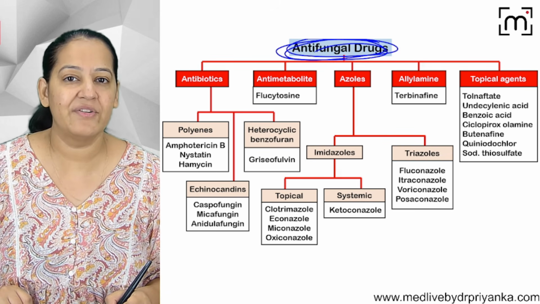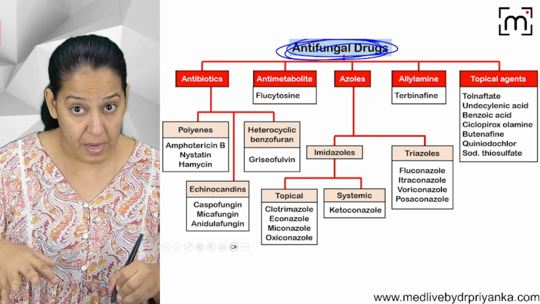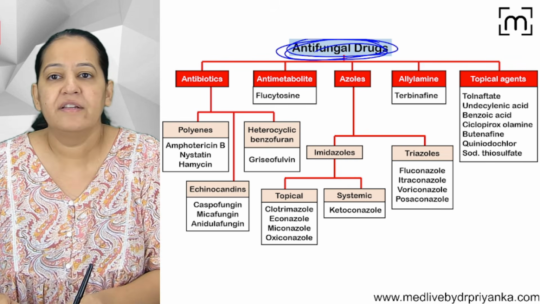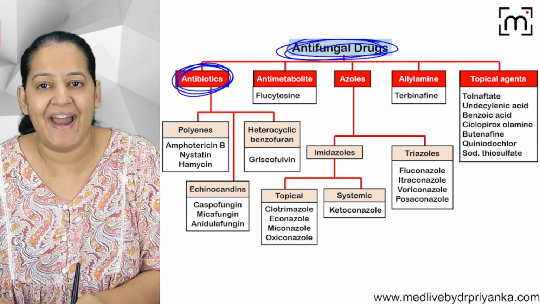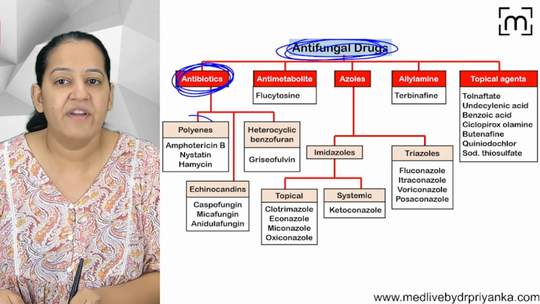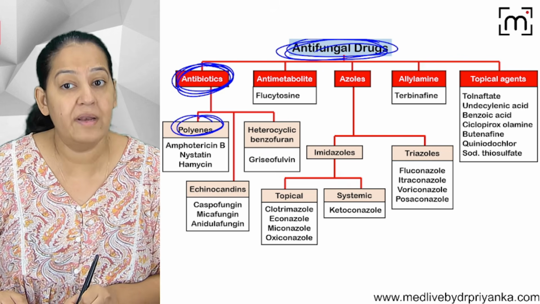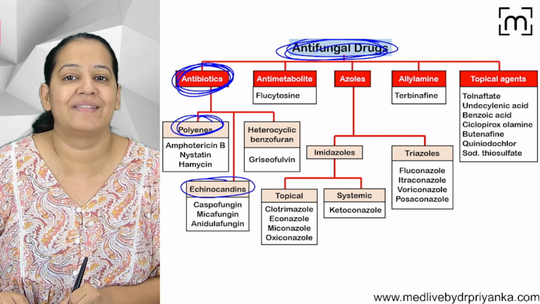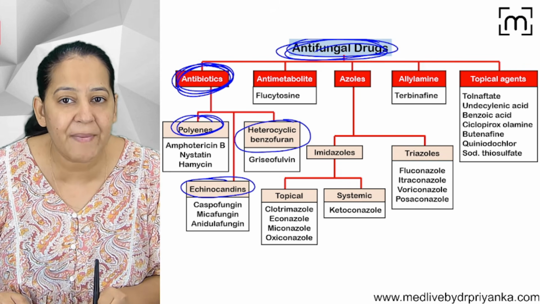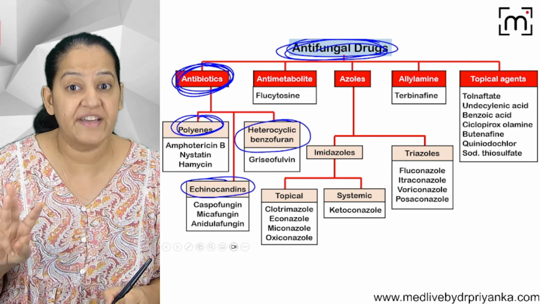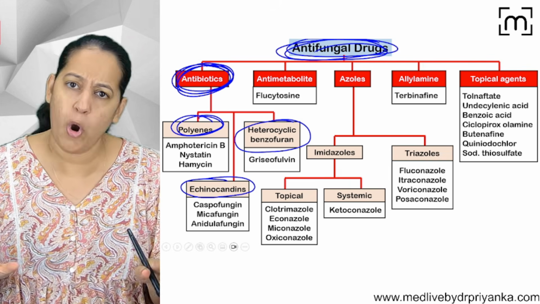We divide antifungal drugs into 5 categories based on their nature. Okay, the first is antibiotic. Antibiotics have 3 categories. We are having polyenes. I will teach you well. We are having echinocandins. We are having heterocyclic benzofuran. So there are 3 categories in the antibiotics. I will teach you all 3 in detail.